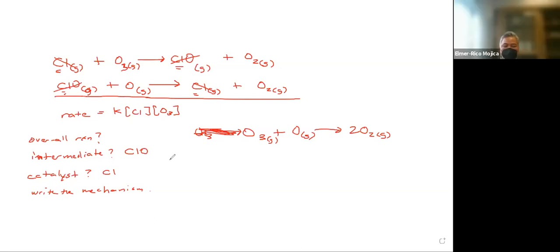So again, an intermediate is something that is produced in the initial step and then used up in the succeeding step. Like ClO, you produce it and then it's used up. Now, a catalyst, on the other hand, is being used in the initial step, like Cl here, and then produced in the succeeding step, like this one. You see Cl on the reactant side, so it's being used, and then you see Cl on the product side in the succeeding step. That means it's produced. So if you're going to put the overall reaction for this one, it looks like this, wherein you add everything, right?